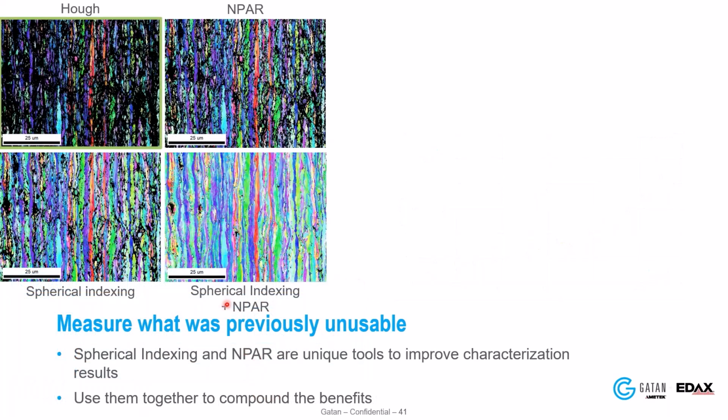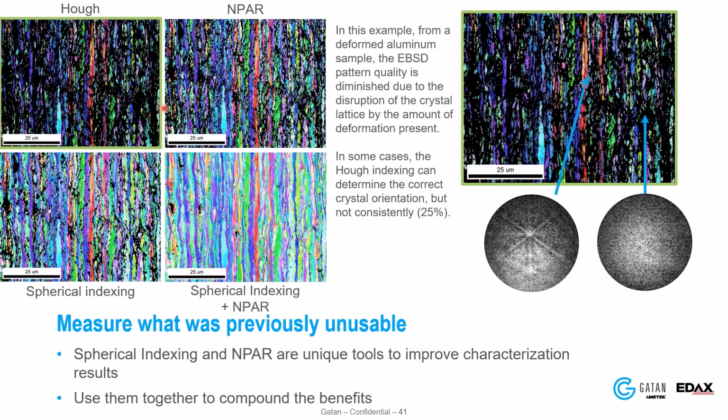So let's measure what was previously unusable or unmeasurable. And what I want to show is how we can use both spherical indexing and NPar together. This one has some animation here. This is our Hough indexing. Again, the points that are colored have some sort of usable pattern. The point here that's black, you can see there's just not as much information there.